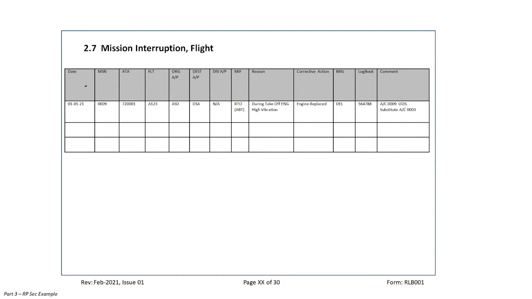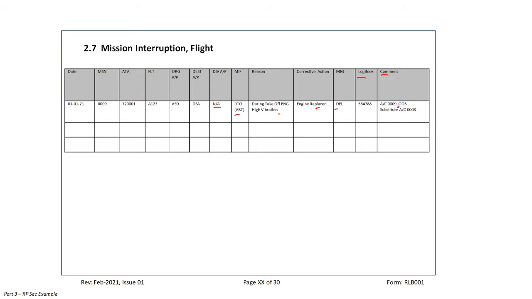Very quick, what we have here: date, MSN number 09-88-72-001, flight number, origin airport, destination airport, diversion airport. In this case we put here not applicable for the diversion airport. Mission interruption flight: we had a rejected takeoff, or sometimes airlines use aborted takeoff. Reason during takeoff: engine high vibration. So it's the interruption reason. Corrective action: engine replaced. Mission interruption ground: we had a delay, some logbook reference here, and comments.